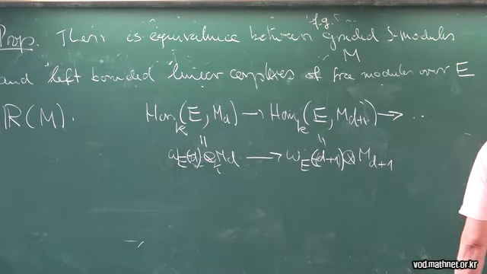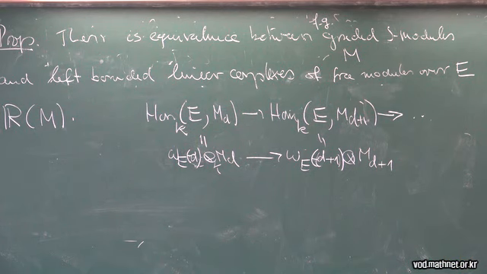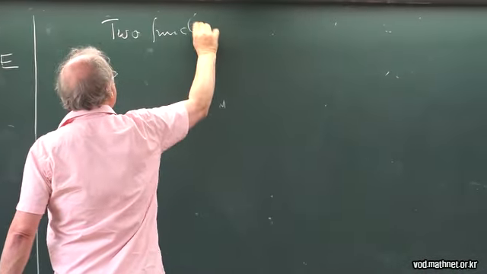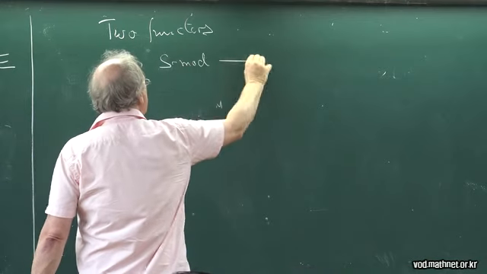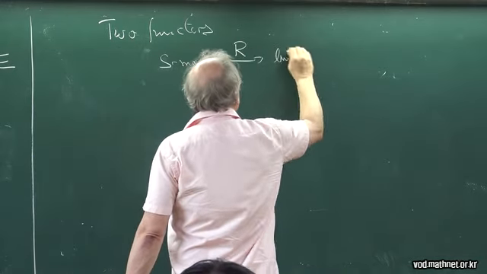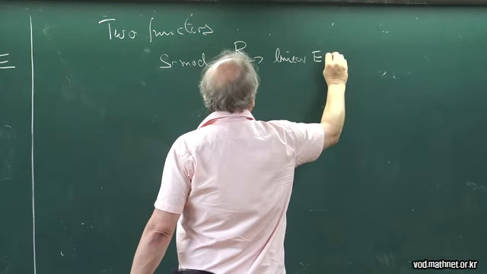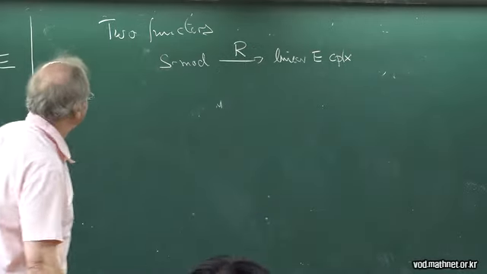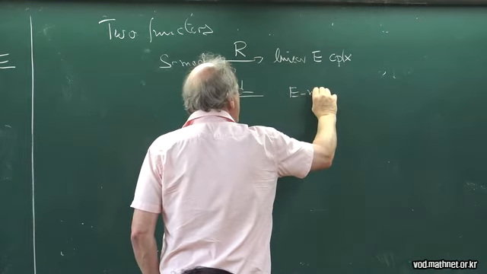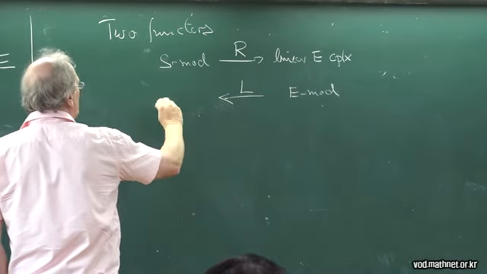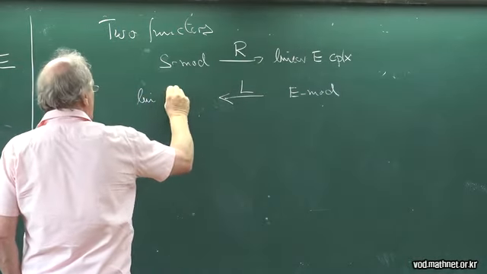So we have two functors, R and L. We have S modules going to linear E complexes, and a map in the other direction which goes from E modules to linear S complexes.